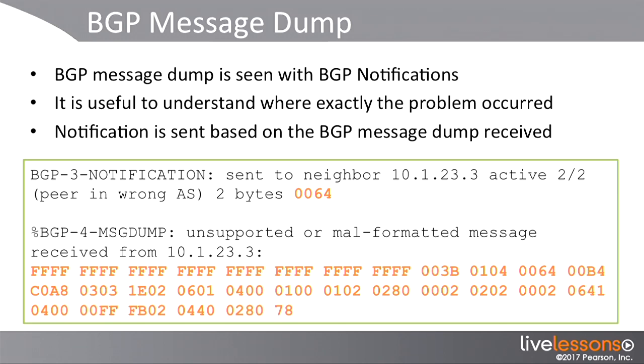This is actually done when you're exchanging the open message. The open message contains different fields and AS number is one of them. During that verification, if the router sees some wrong information than what it is expecting, it dumps the message onto the router itself. So the message dump is always seen with BGP notifications, and it's usually an indication that either there's a malformed packet or there is wrong information present in the message that arrived on the router.